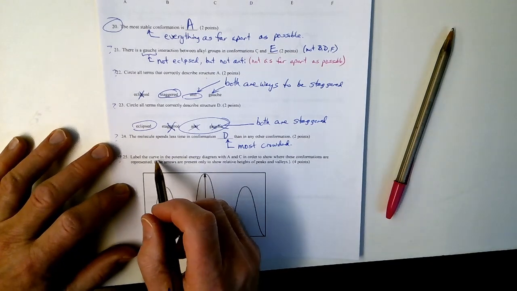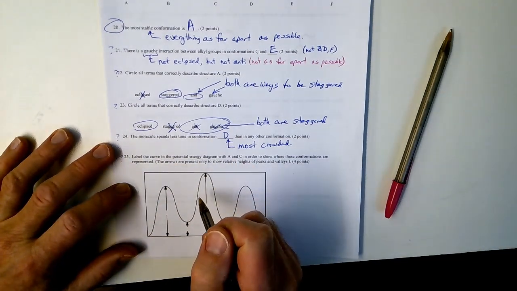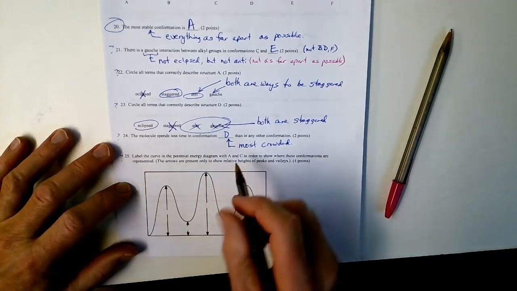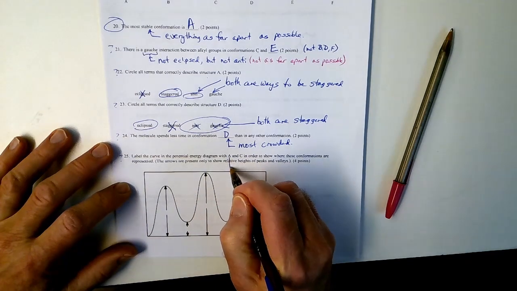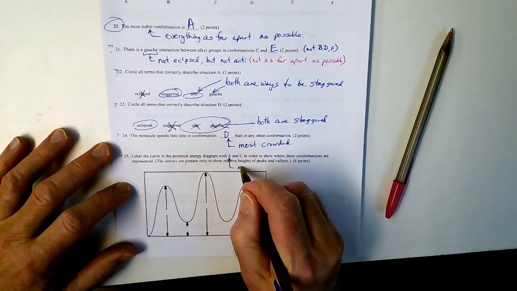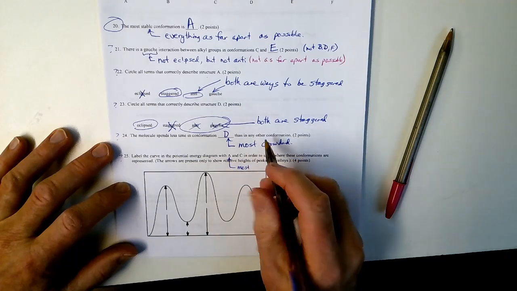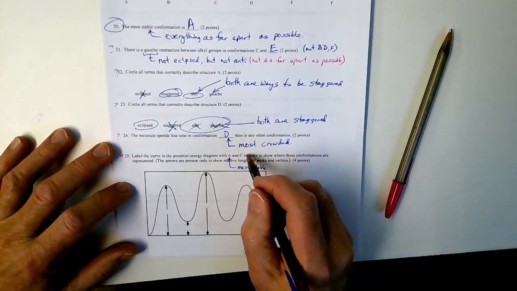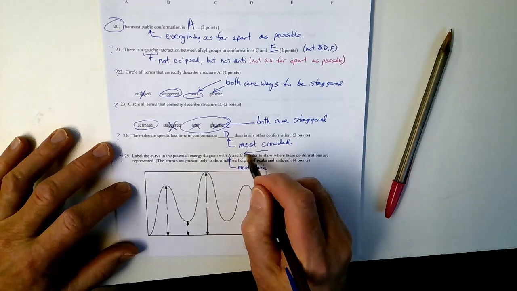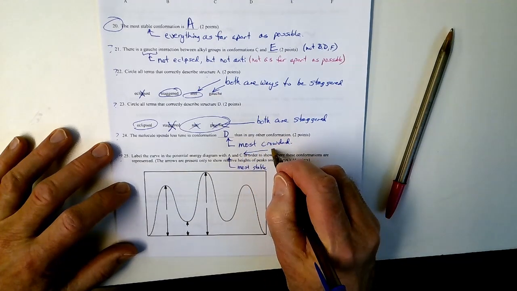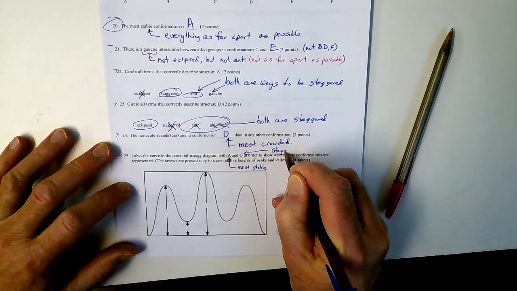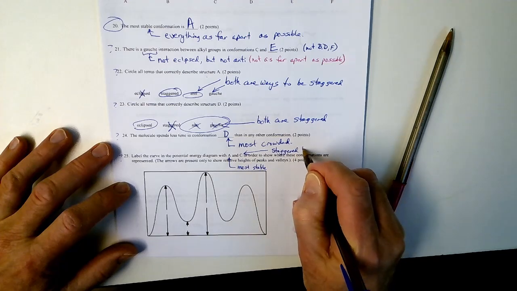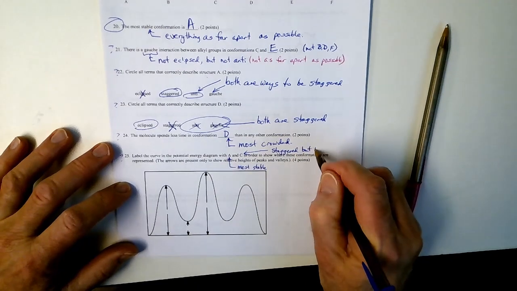So it says, label the curve with A and C in order to show where these conformations are represented. Okay, now remember, we've come through this story up here. A is the most stable. And C is not too bad. C, remember, is staggered, but it's not the best. It's not anti.